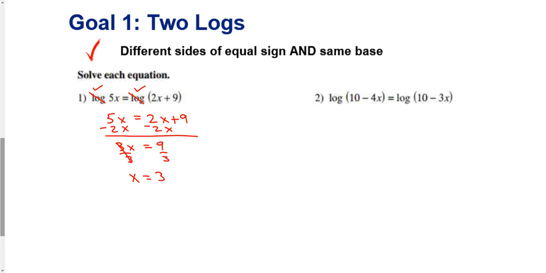And if you want, you can plug it in and make sure it works. 5 times 3 is 15. Log of 15 is a decimal. 2 times 3 is 6. 6 plus 9 is 15. It's the same decimal. So guys, the reason why we're allowed to do this is because of the basics from yesterday. Logs are just exponential problems written a different way. Why don't you guys do the second one for me real quick? I'll give you about 45 seconds.